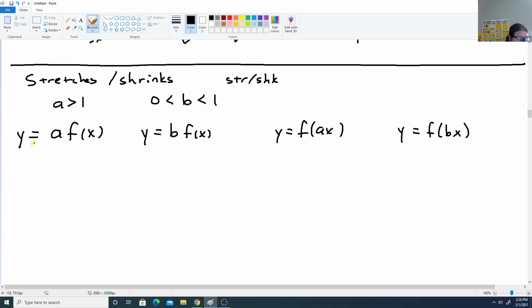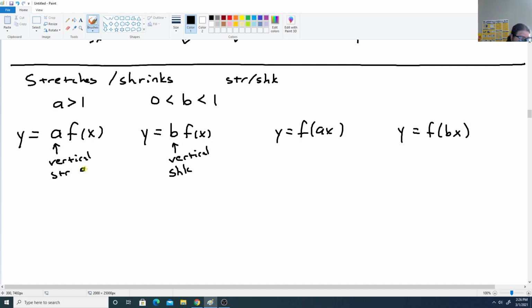Now, if you're outside, this does vertical stretch stuff. And if you're outside, it works the way you want it to. If a is a number bigger than 1, this does a vertical stretch. If you're outside, this does vertical stretch or shrink. If you're a number between 0 and 1, like a fraction, like a half or a third, this does a shrink. And whoops, I wrote vertical stretch by 2.